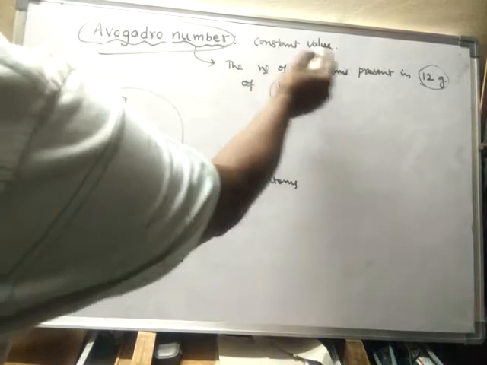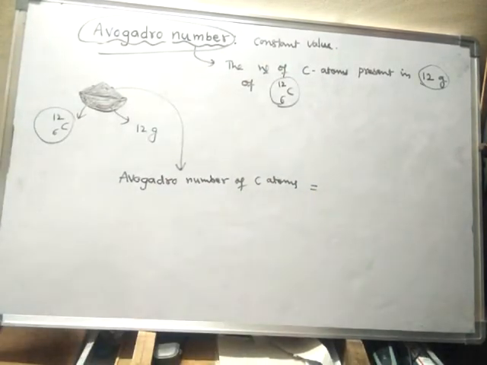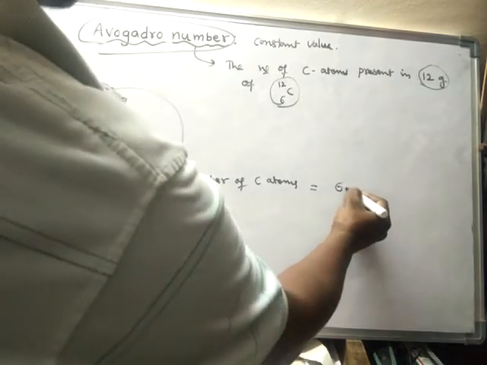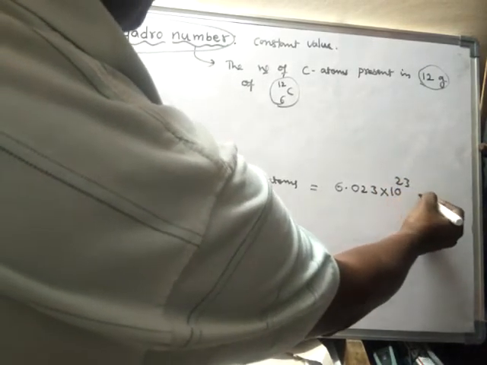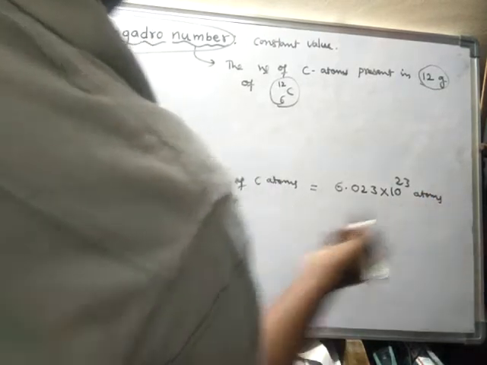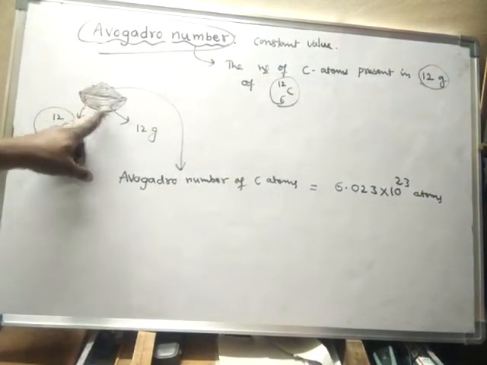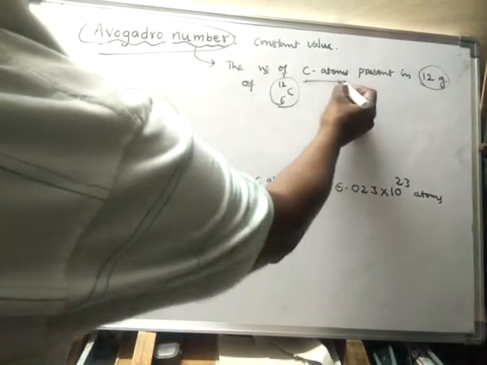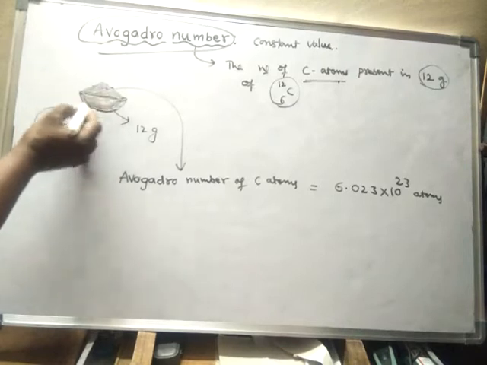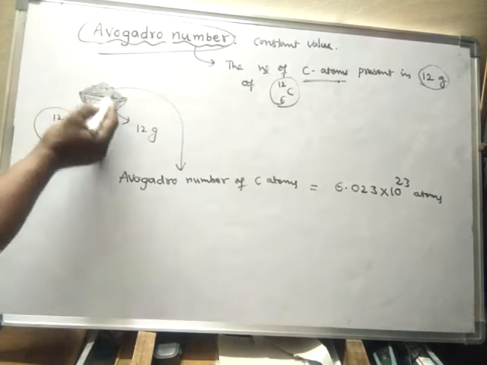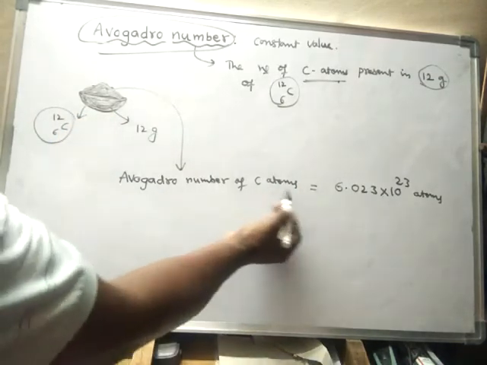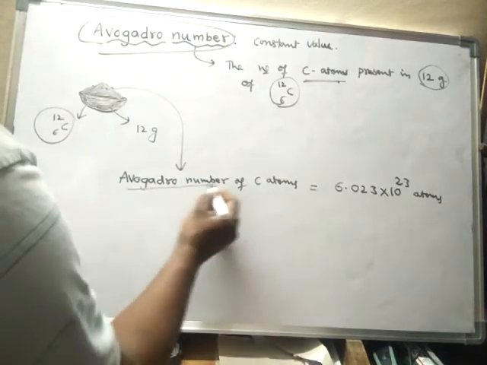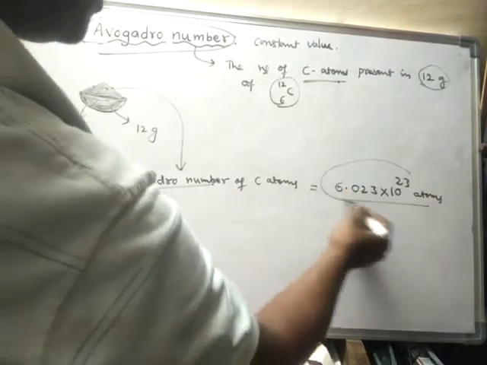So actually it is a constant value. Avogadro gave a number for this, and its value is 6.023 into 10 to the power of 23 atoms. As it is carbon and contains carbon atoms, if someone asks how many carbon atoms are there in this substance, I can answer that Avogadro number of carbon atoms are there. This number is equal to this much. So this is called Avogadro number.